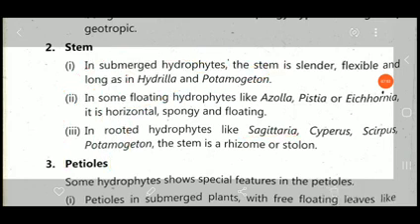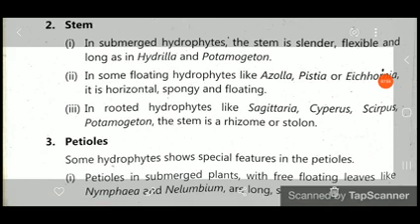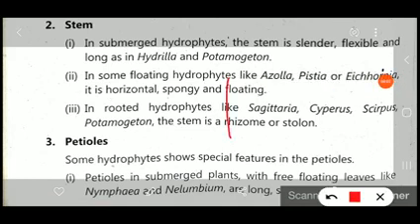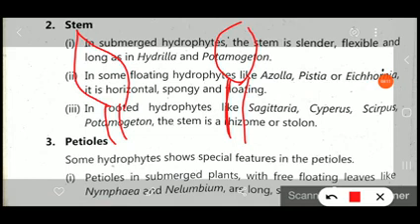Then, petioles. Some hydrophytes show a special feature in petioles. Petiole means the stalk of the leaf. This is the stalk, and this is the leaf. The stalk of the leaf is known as the petiole.